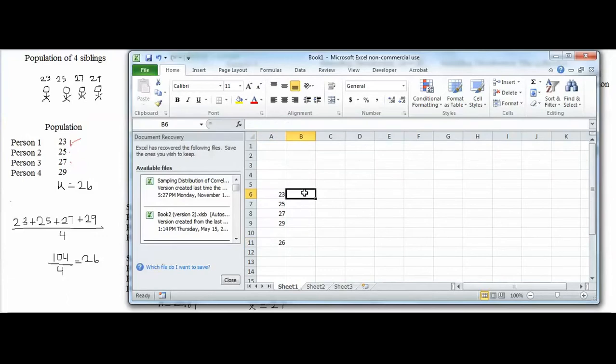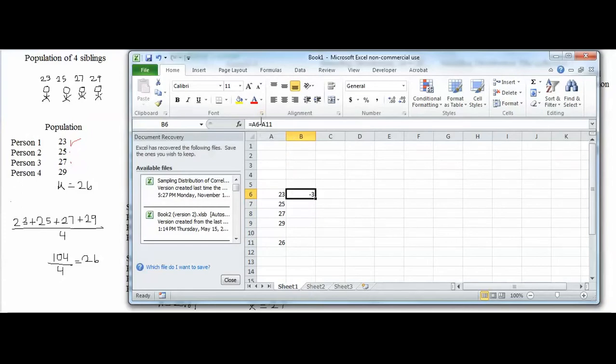What we can do now is type in an equal sign right here, highlight this box, put a subtraction sign, and then highlight the mean of 26, and it'll put it in there. A11 just stands for cell number A11, and then press enter, and it subtracts it. So this is 23 minus 26, which is negative 3. We can then put the mouse right here at this corner and drag it down, and it does it for all 4 of them.